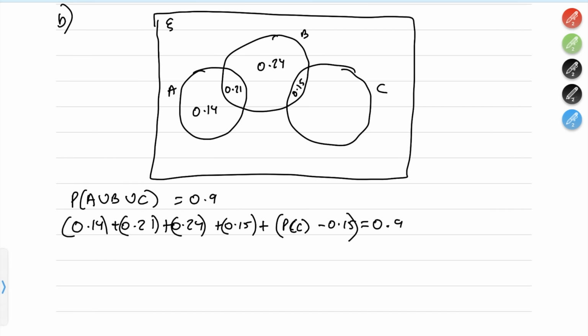All I've done is add the individual probabilities here. You can see I've done 0.14, 0.21, and so on. And I added 0.15, which is part of the circle C. Now, if I was not to include this minus 0.15, I would be double counting the 0.15, because I'll be doing this plus the circle again. So I would count 0.15 twice. Therefore, I have to subtract it to ensure that I don't double count it.